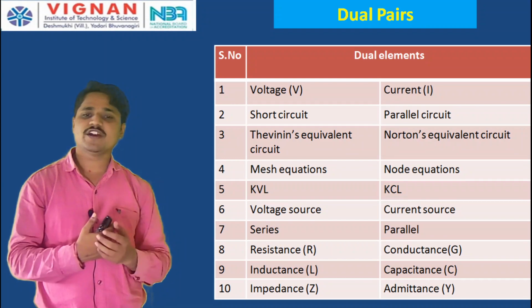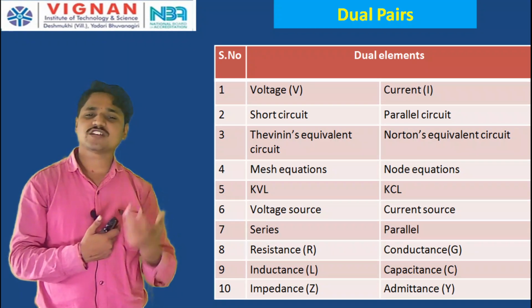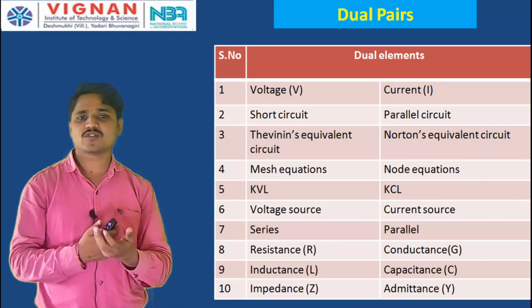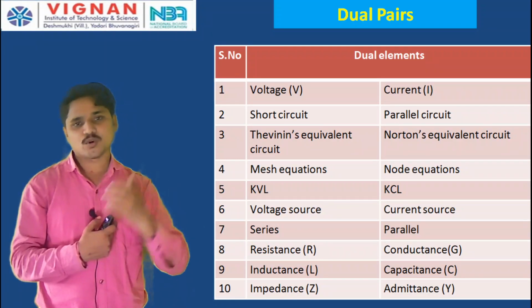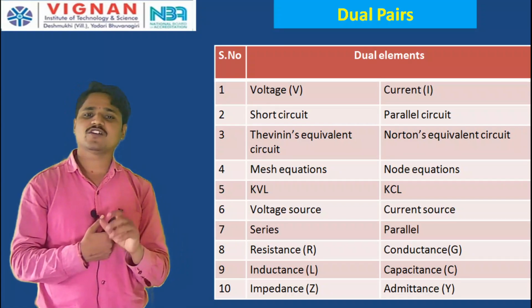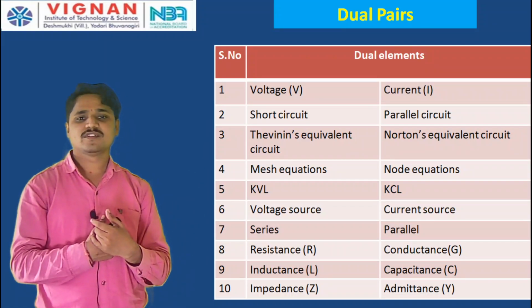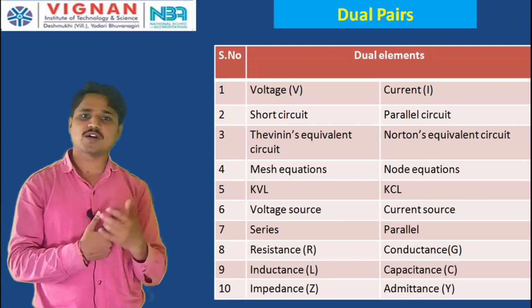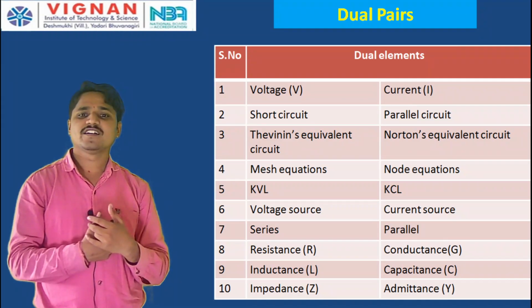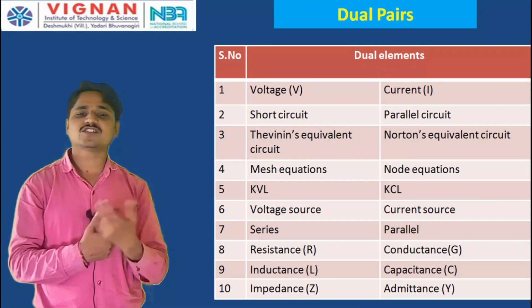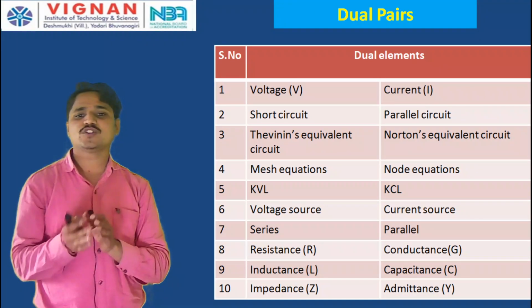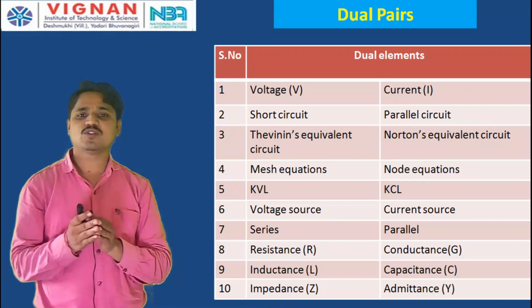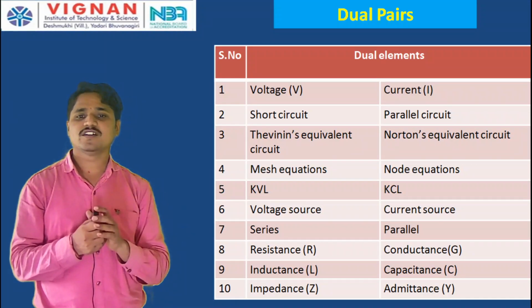That means a Thevenin network can be converted to a Norton network and a Norton network can be converted to a Thevenin network. So, mesh equations are converted to node equations, and node equations can be converted to mesh equations. KVL, Kirchhoff's voltage law, equations correspond to Kirchhoff's current law in the dual network. A voltage source is converted into a current source and vice versa.